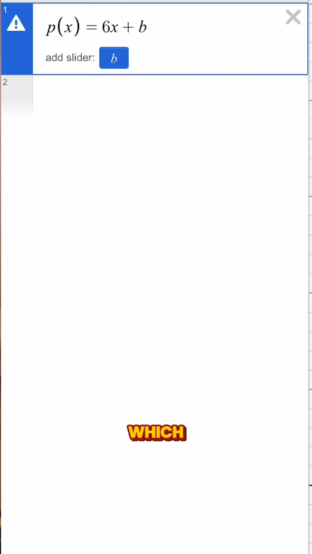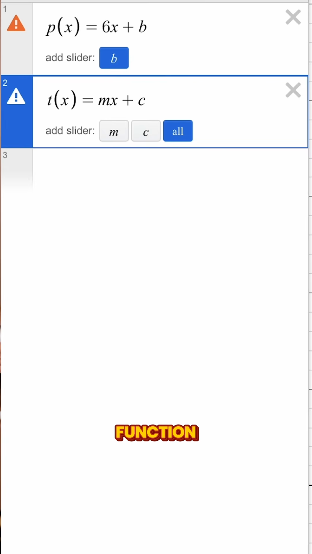Let's move to the second function, which is t of x. So this is my second function whose slope he's asking about. I called the slope m, and the y-intercept, since I don't know it, I called it c. So now these are my two functions. Desmos has these two functions defined as two linear functions. I'm going to move to the third cell.